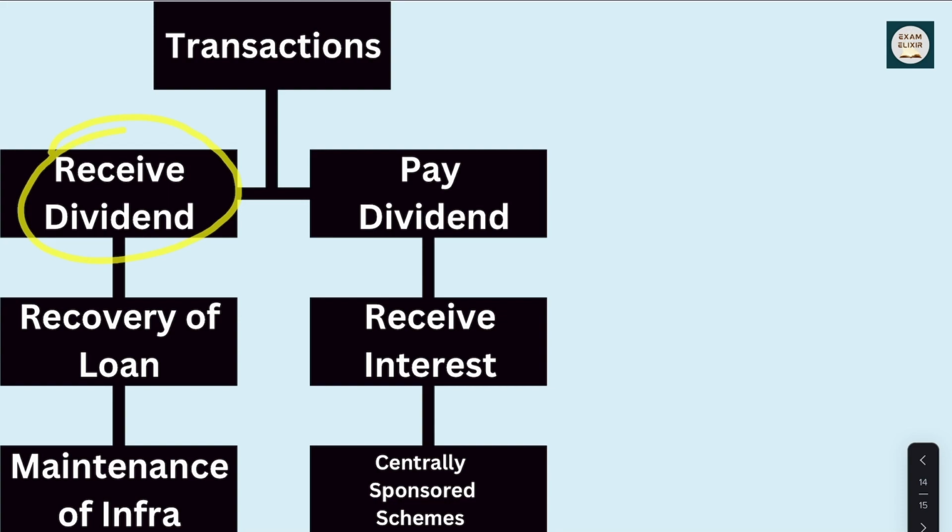Receiving dividends, for example, let's say the central government owns a company called BPCL, Bharat Petroleum Corporation Limited, right? This is a central government company. So whenever this BPCL is in profit, the central government will receive a dividend.